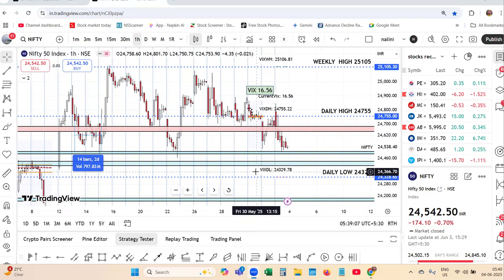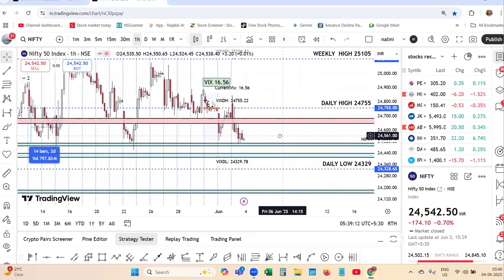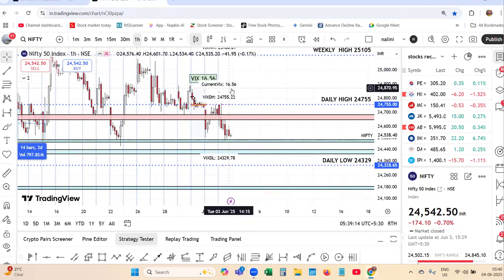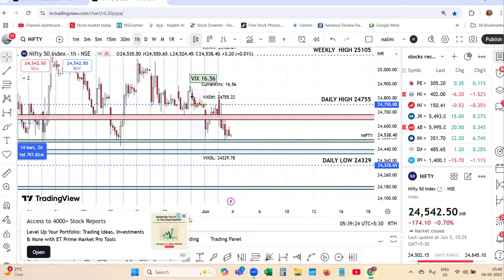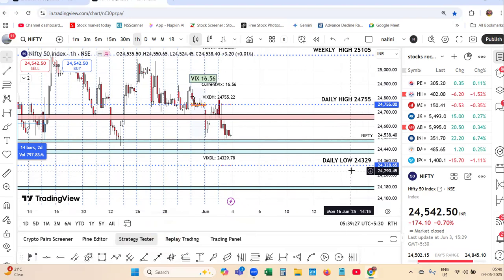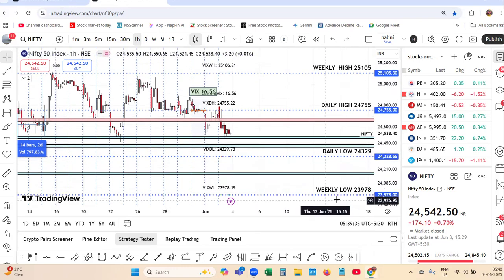Firstly, let us mark the levels for today based on India VIX. The India VIX reading is 16.56. The calculations and the boundaries for today are: daily high 24,755 and daily low 24,329, and weekly low to be 23,978 and weekly high to be 25,106.